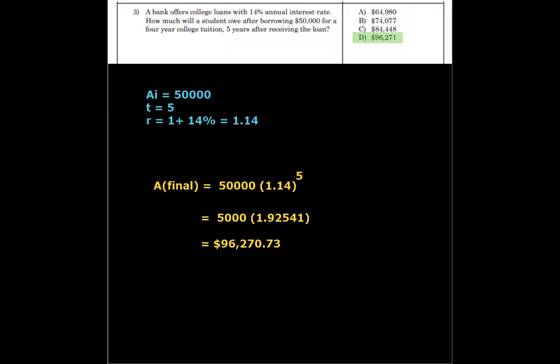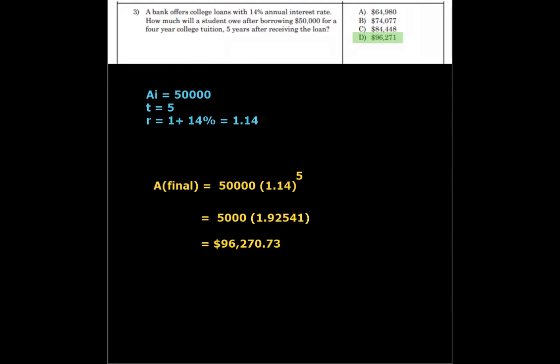For question 3, a bank offers college loans with 14% annual interest rate. How much will a student owe after borrowing $50,000 for a 4-year college tuition 5 years after receiving the loan? Well, here the initial amount is $50,000, the time is 5, and the rate is 1 plus 14%, because the amount of the loan will grow.